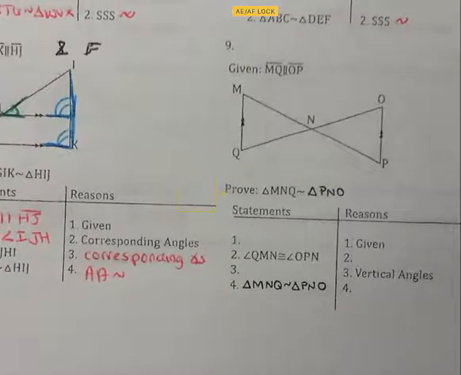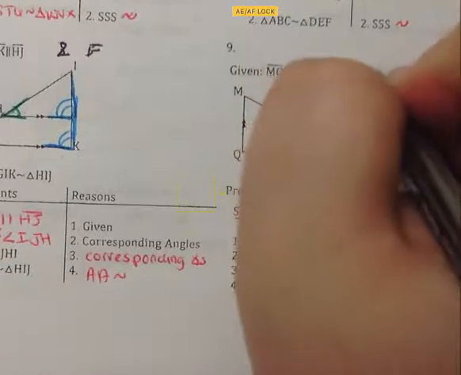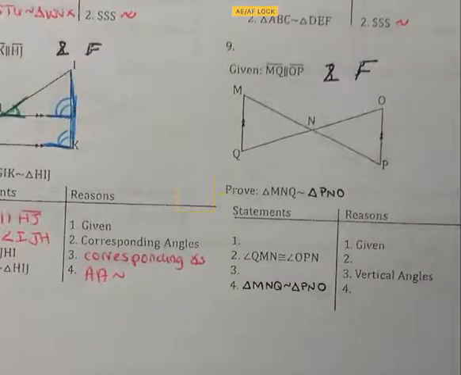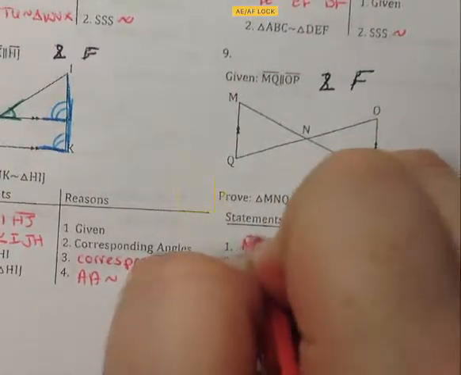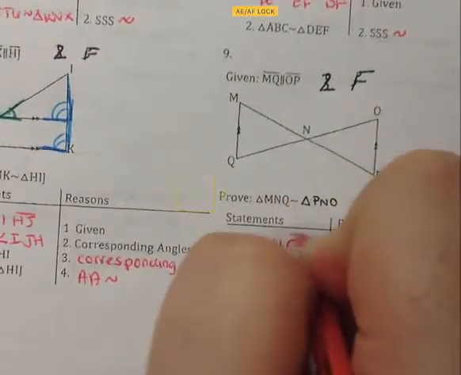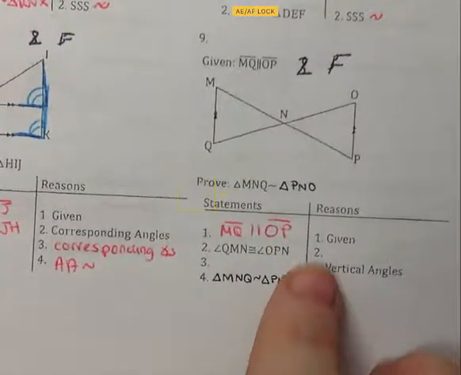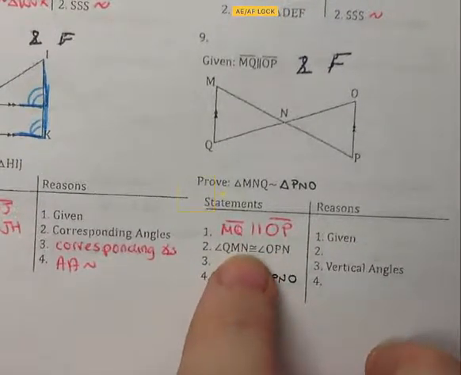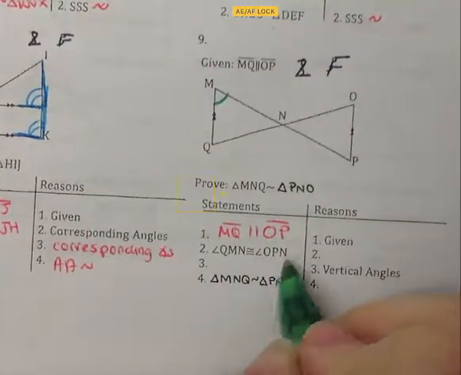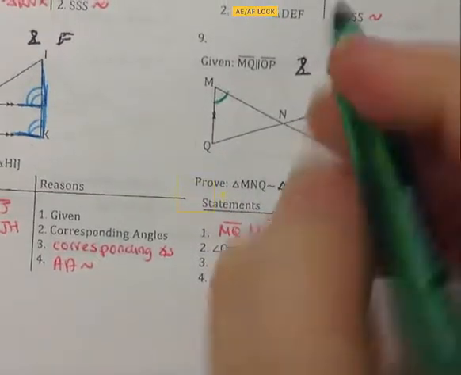On this next one, we again have parallel lines. So we're looking for either the Z or the F. In our first statement, we write out the given. So segment MQ is parallel to segment OP, not congruent, parallel. So we're looking for Z and F. Now if we look at our step proof, let's look at this first one, angle QMN. So QMN, right here, is congruent to angle OPN. So how are those congruent?